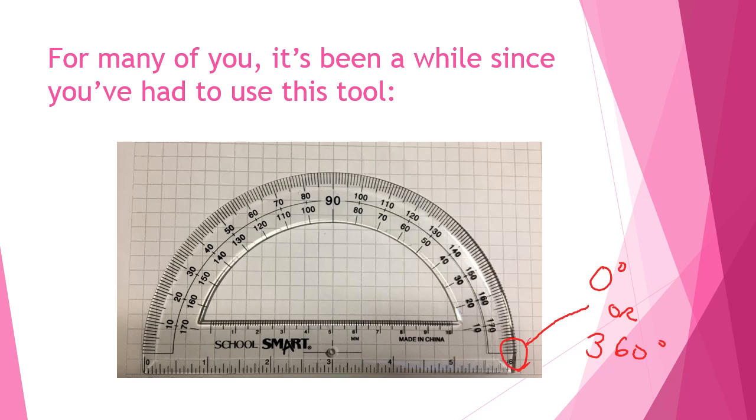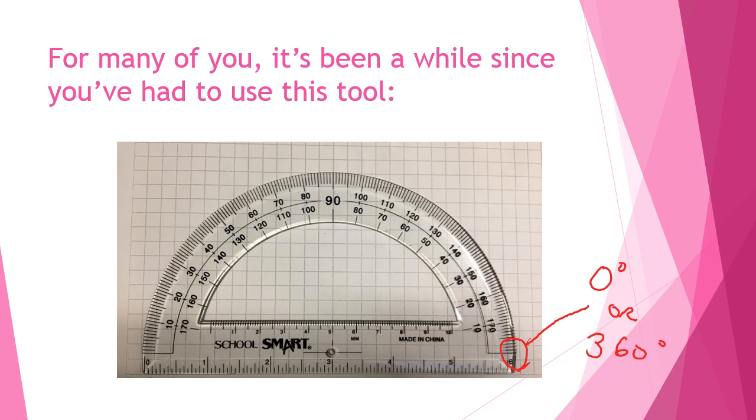First thing that we need to recognize is the convention that we're going to use for this particular course: the right-hand side, or east on a compass, is going to be what we define as 0 degrees, or also 360 degrees, and we are going to go counterclockwise in rotation.